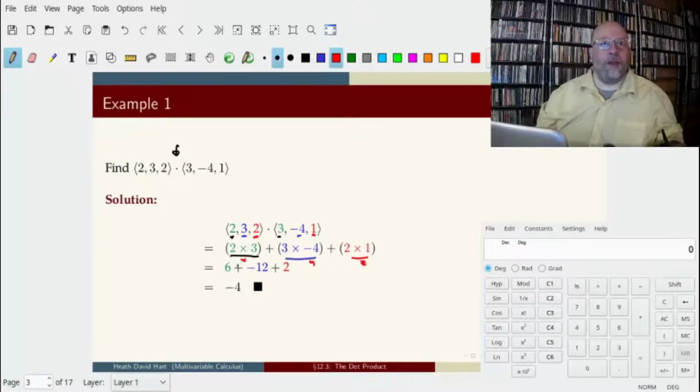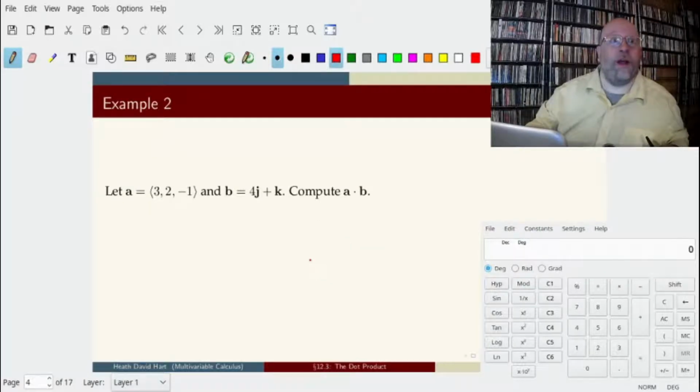And this gives us 6 and -12 and +2. And when we add all those together, we get a grand total of -4. That's how we calculate a dot product.